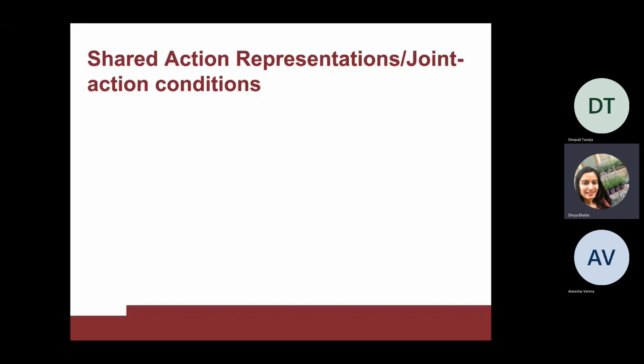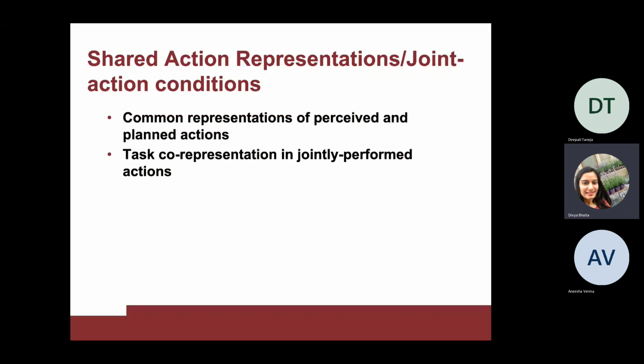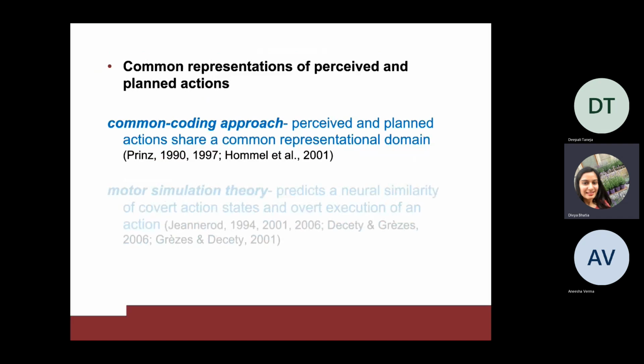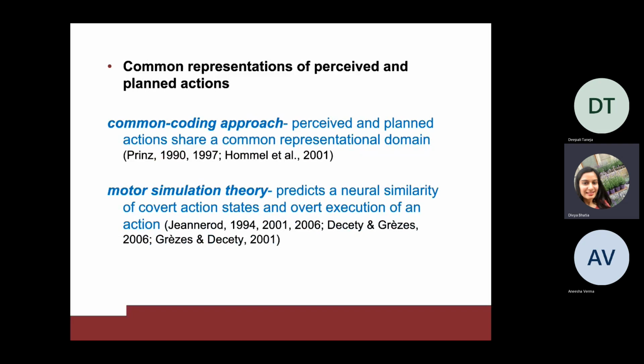So inspired by this joint action line of research, before I do that, I would like to summarize the entire joint action literature. It comes up with two major points. One is that there are common representations of perceived and planned actions, and task representations happen in jointly performed actions. These ideas were in line with two important theories in the field: the common coding approach and the motor simulation theory. The common coding approach proposes that perceived and planned actions share a common representational domain. Motor simulation predicts that there is a neural similarity between covert actions and the overt execution state.